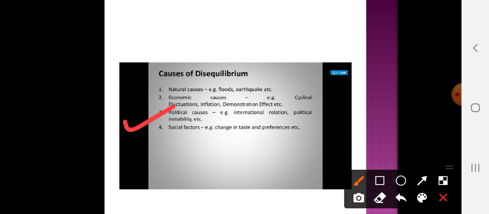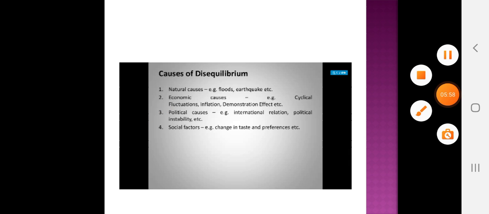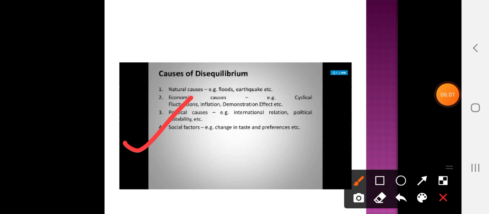Next, we have social factors. Social factors means change in tastes and preferences. Suppose there is an organization selling umbrellas, you can't say that people will continuously purchase the same product from your company only. No, taste and preference will change. Initially, when people used to earn a lower level of income, they used to bring any reasonable, cheap things.